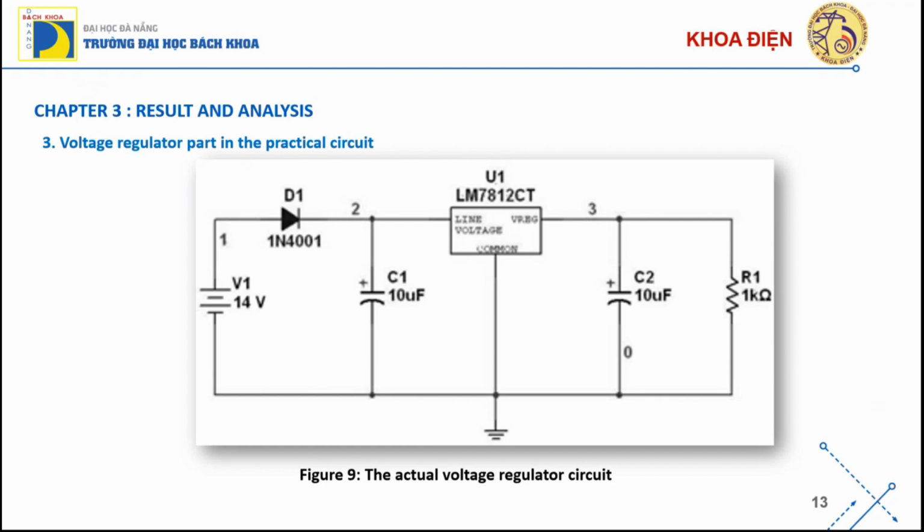To make sure the input to the boost converter is stable at 12 volts, we add a voltage regulator. In figure 9, you can see the actual voltage regulator circuit. This is important because the battery output can vary, sometimes reaching up to 13.8 volts.